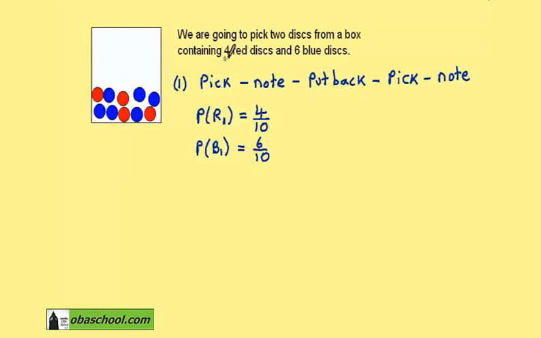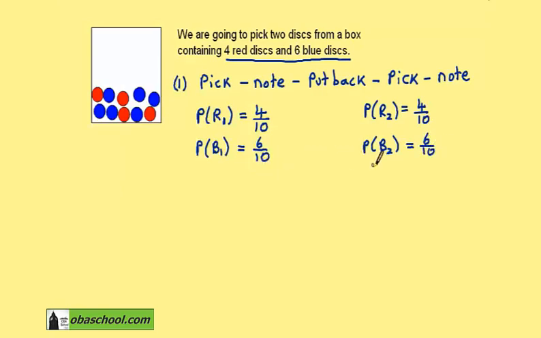We then put the discs back, so the box once again contains 4 red discs and 6 blue discs. So when we come to pick the second disc, the box is the same as it was at the beginning. The probability of getting a red disc on the second pick would be 4/10, and of getting a blue disc on the second pick would be 6/10.